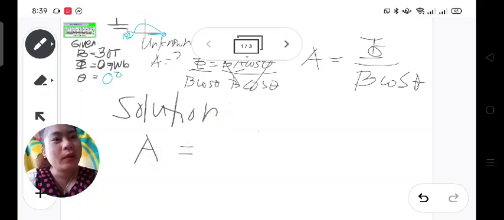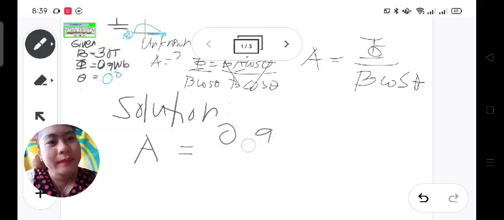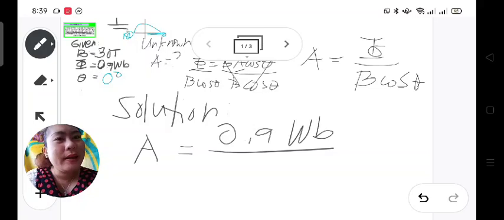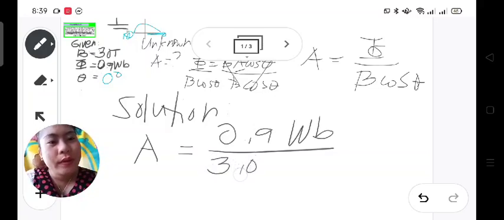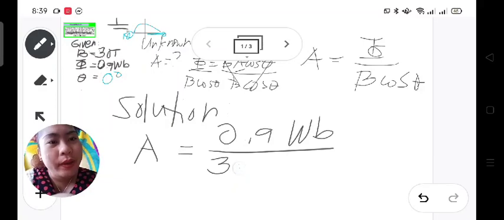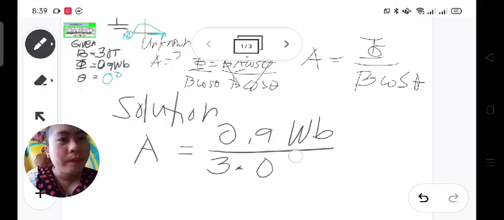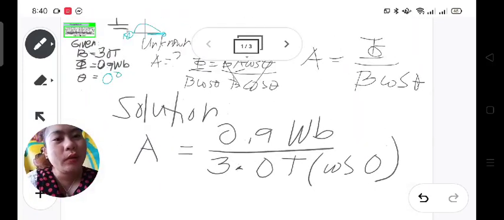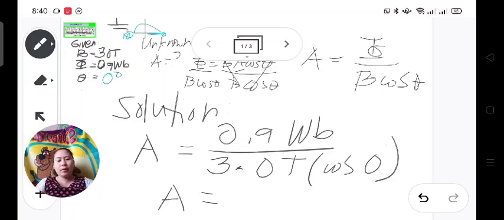So, A is equal to, yung flux natin, 0.9 Weber divided by B, 3.0 Tesla, cosine 0 degrees. So, A is equal to ilan? Anyone? Yes, Adli, what is your answer? Open your mic, anak. 0.3. Okay, very good.